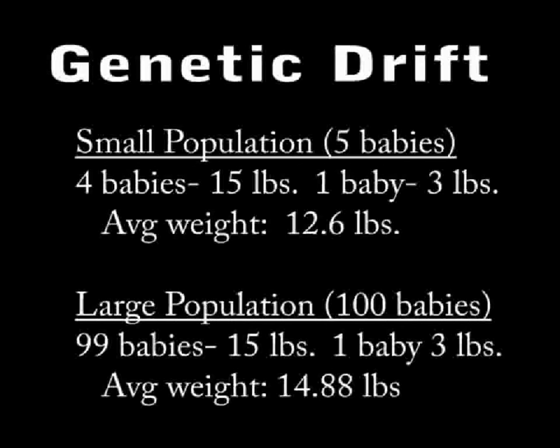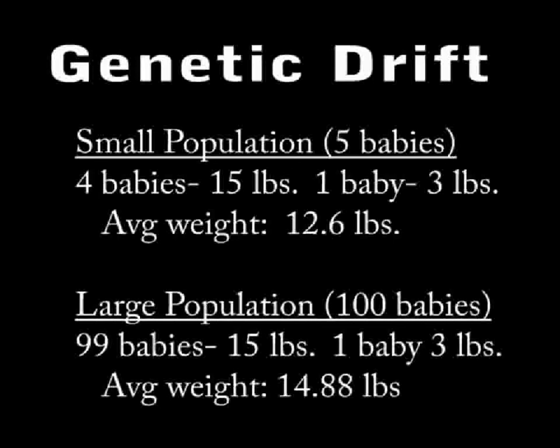Now, this is completely hypothetical, but think about the effect of that 3-pound baby on the average weight of all those 5 babies. Now, on the other hand, let's say that I take the birth weight of 100 babies, and 99 of them weigh 15 pounds, and there's still that 1 3-pounder. So if you have the large sample size of 100, the average birth weight will be much closer to the reality of 15 than it will in the group of 5 individuals.